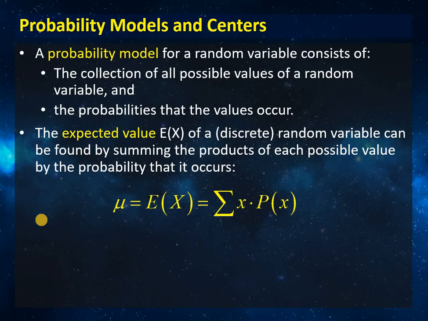And then there's this. Just going to let you kind of sit on that for a second. Figure out what that means. Summing the products of each possible value by the probability that it occurs. Head explodes. Let's take this one thingy at a time.